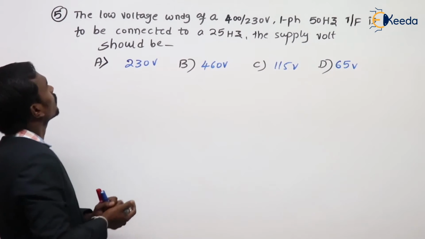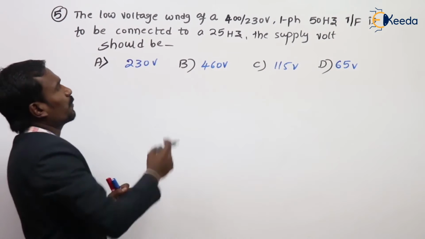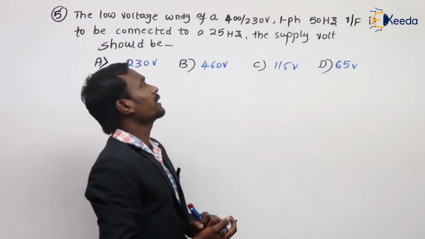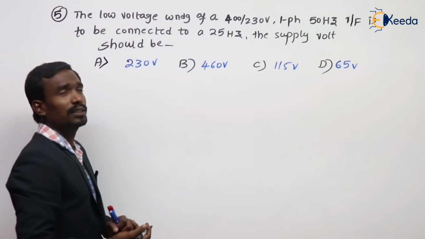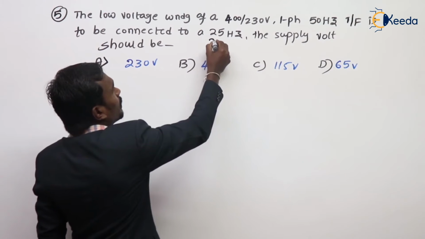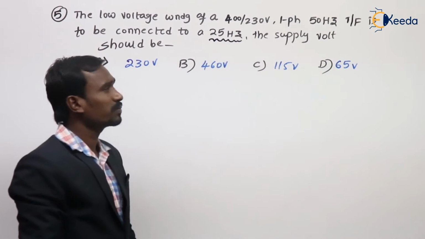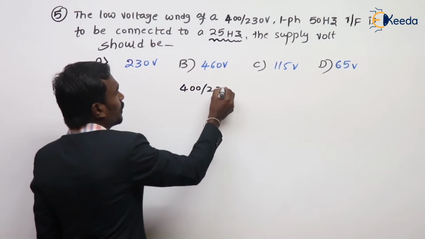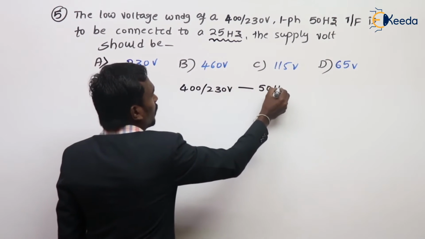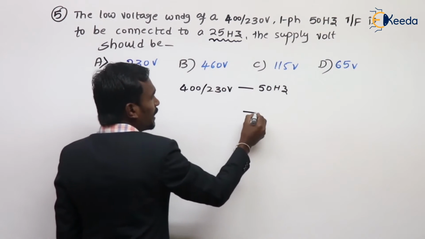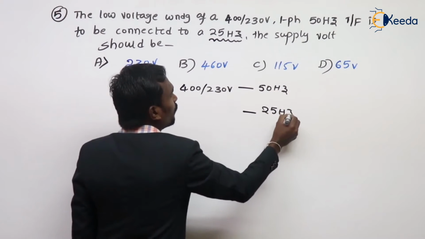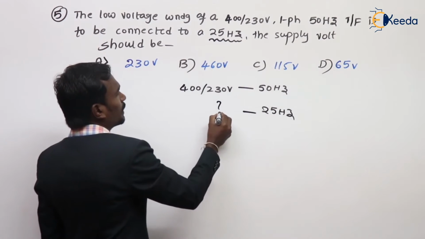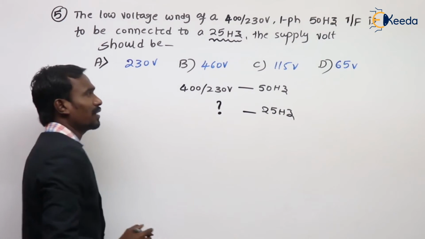See this question. The low voltage winding of a 400 by 230 volts single phase 50 Hz transformer is to be connected to a 25 Hz supply. What happened, sir? Actually, the low voltage side of a 400 by 230 volts 50 Hz transformer is connected to a 25 Hz supply. What should the supply voltage be? They are asking the question like that.